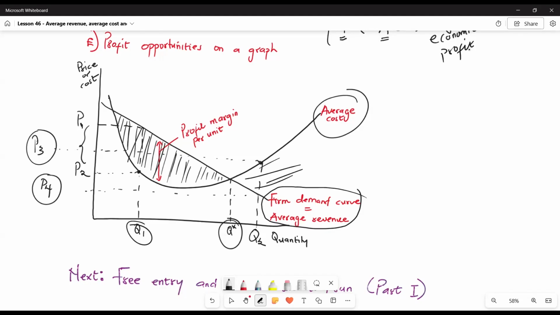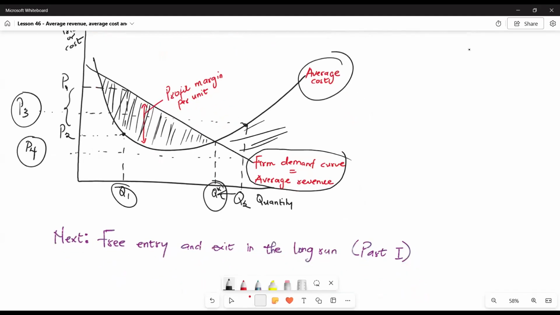Now remember that the firm's demand curve is the average revenue curve because in this case, the average revenue per unit is the price. So there's a profit opportunity whenever your firm's demand curve lies above your average cost curve. And this means that the price per unit sold exceeds the cost per production. Now, the flip case is if your cost per unit exceeds the price, then you're making negative economic profit, and the firm should consider reducing quantity produced, maybe to Q star in this example.